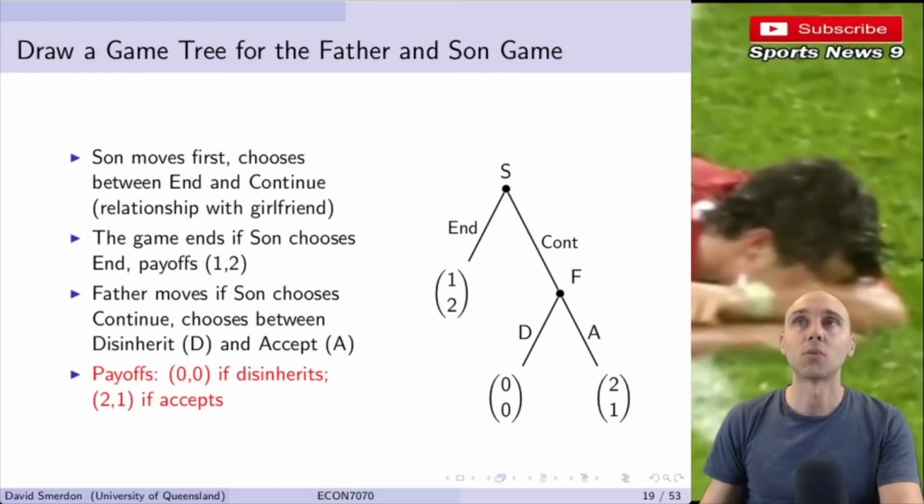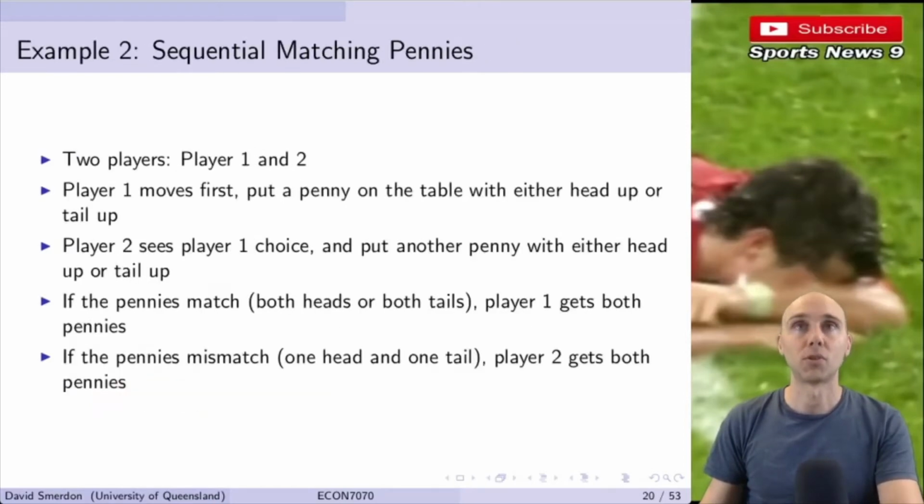Let's draw a second one now. Let's draw sequential matching pennies. There are two players, 1 and 2. Player 1 moves first, puts a penny on the table, either heads or tails. Player 2 moves second, having seen player 1's decision, and puts another penny with either heads or tails. Player 1 wins if the pennies match. Player 2 wins if the pennies don't match. So what you can do now is actually try to draw this tree for yourself. Pause the video now and try to draw it.